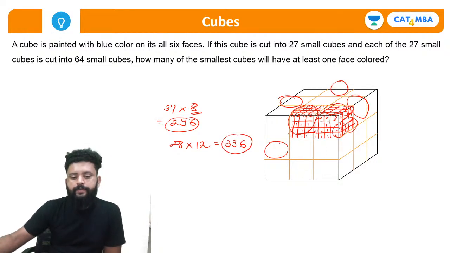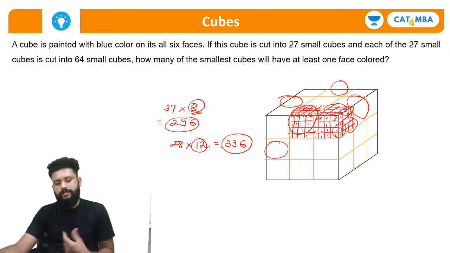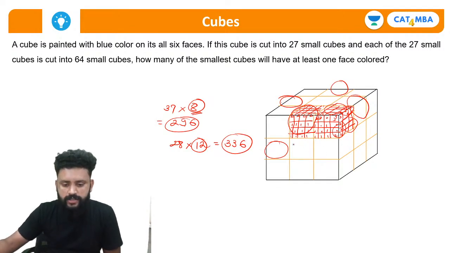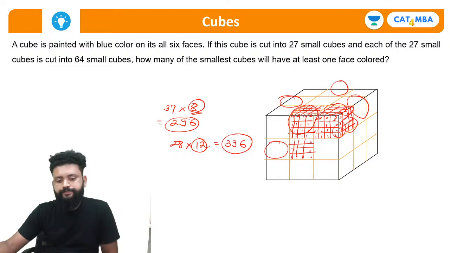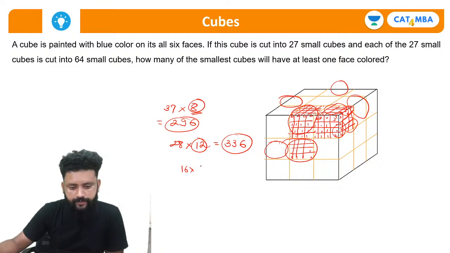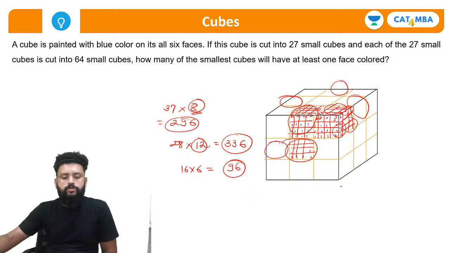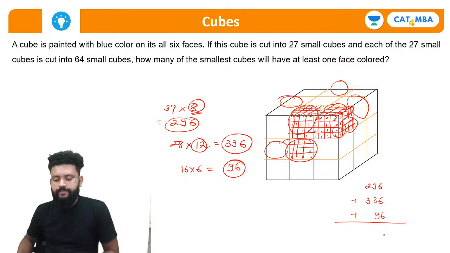Now the next thing, we are done with 8 and 12, 20 cubes. Now we are left with 7 more layers of cubes, out of which only one is zero face painted. So we need to just look at this part. So there will be these 16 cubes, which will be one surface painted again. So 16, 16, 16, 6 times, so again it is 96. So we got the numbers as 296 plus 336 plus 96. So we'll add it.